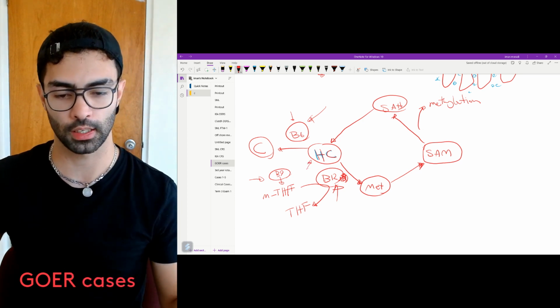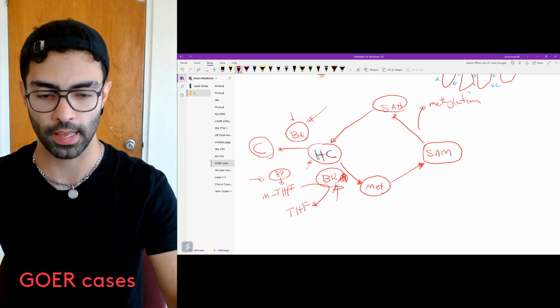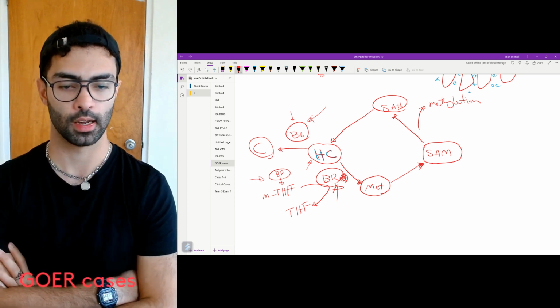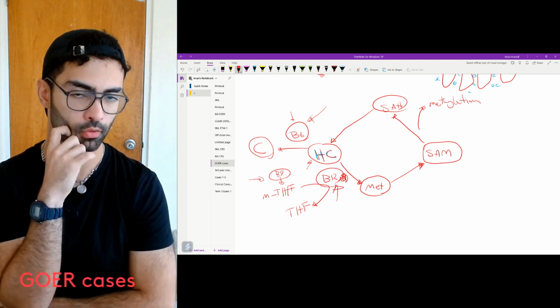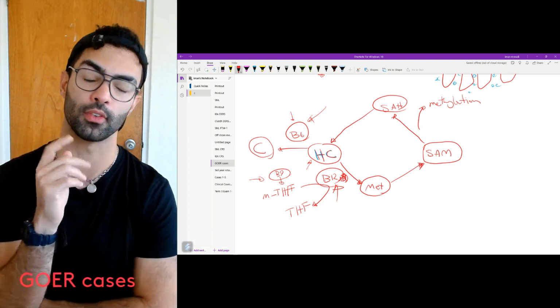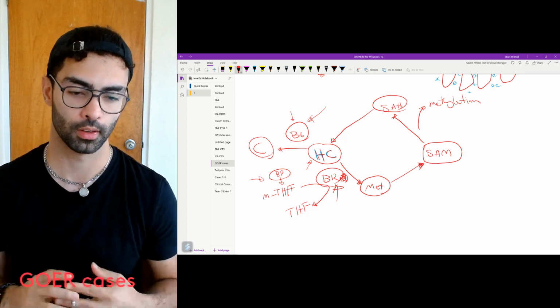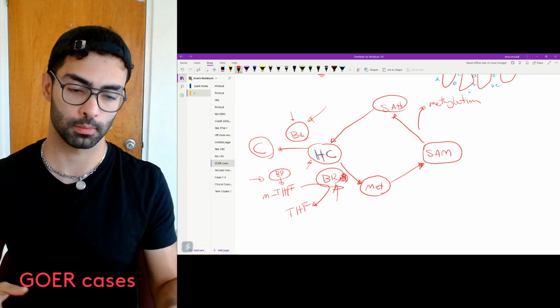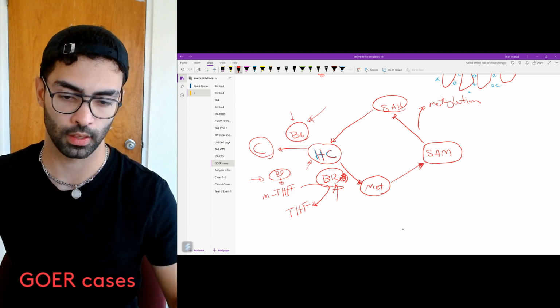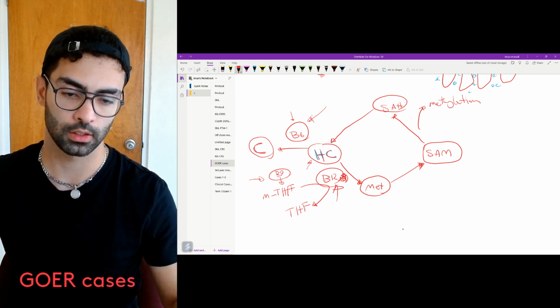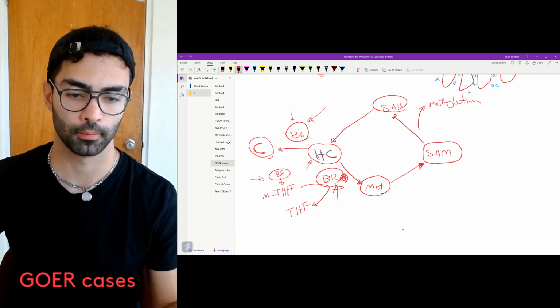You can have hyperhomocysteinemia. If they give you a case, they're like, okay, this kid has hyperhomocysteinemia, right? And then you see they have normal methionine, but they have low cysteine. Then what vitamin could help this? Think about it. In this case, because they have normal methionine, these two guys are working normally. But if they have low cysteine, you've got to give them B6, right?